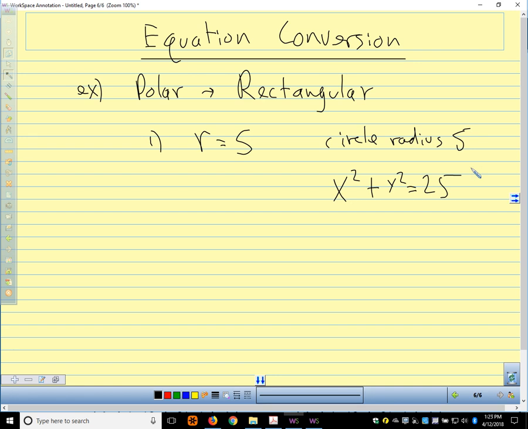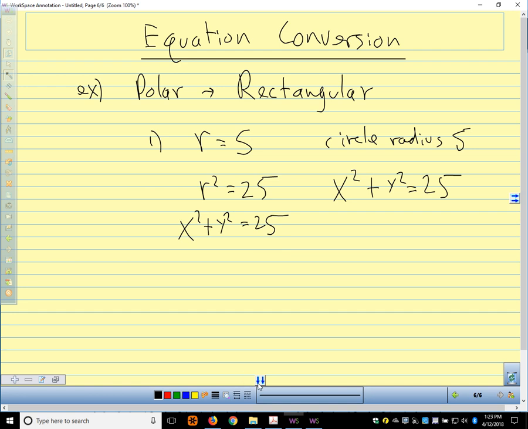If you didn't see that right off, we can do our conversion. Let's square both sides. R squared is 25, and R squared is x squared plus y squared. This is a pretty nice equation. R equals 5. That's nice and easy to work with. X squared plus y squared equals 25 is not as easy to work with.